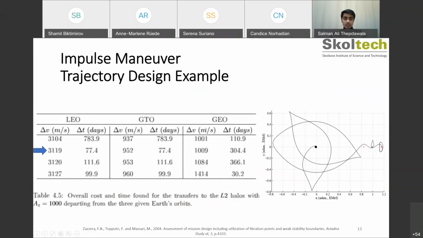On the left in this table, there are some of the possibilities for the trajectory design. And this particular example from low Earth orbit is basically what's represented on this graph on the right. So according to your mission constraints and your tech limitations, you can choose whatever your delta V is and whatever the time of flight is.